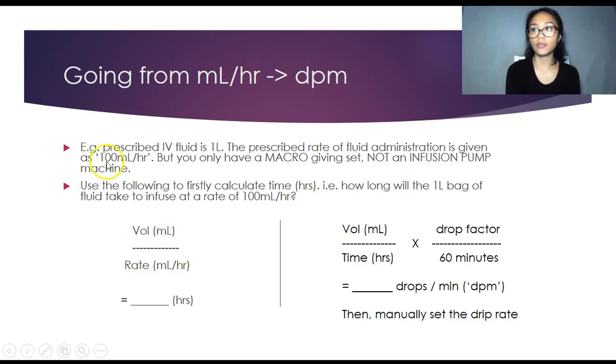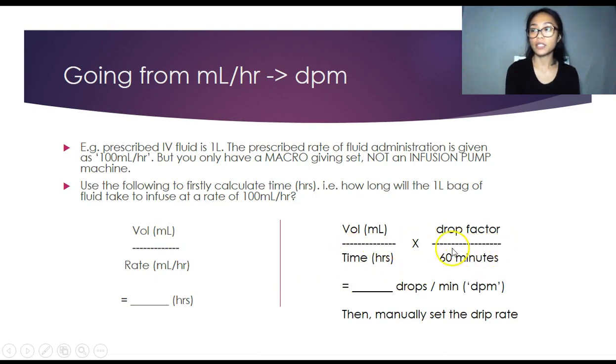The rate, for example, 100 milliliters per hour, and that would be here. So 1,000 mils divided by 100, and that'll give you 10 hours. Once you have the answer of hours, that's what you'll use in the formula for gravity sets. Remember, we want drops per minute. And that formula was volume in mils divided by time in hours, which is the answer we got from using this calculation here, multiplied by the drop factor divided by 60 minutes.